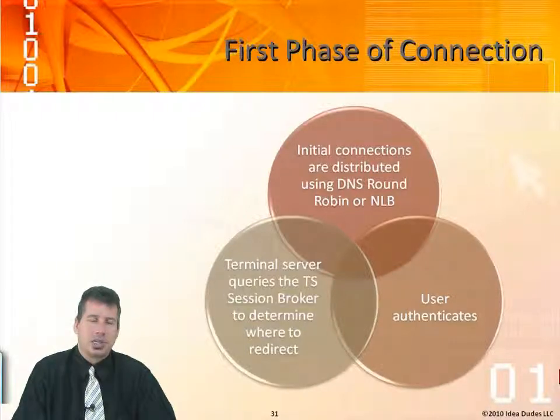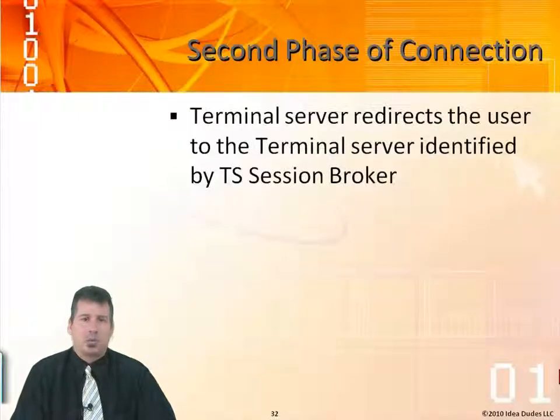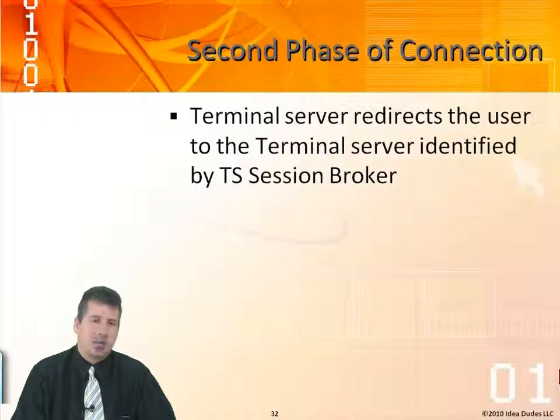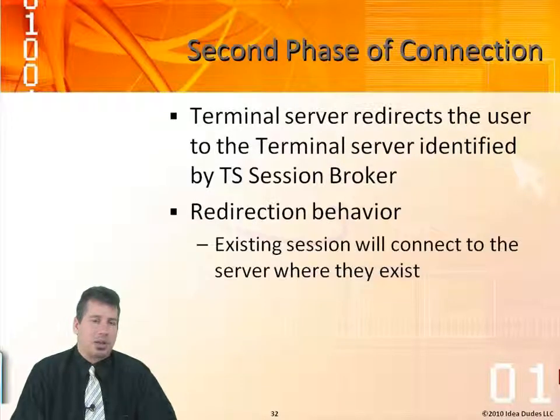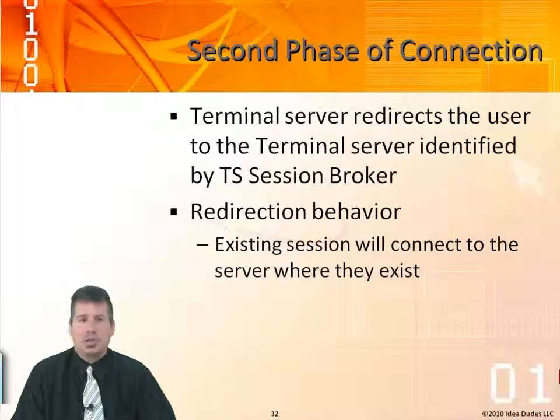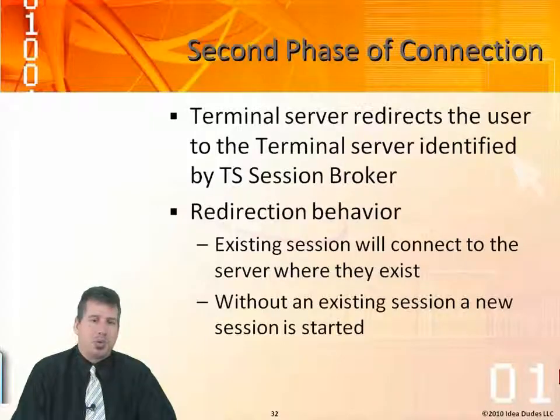So the second part of the phase is the terminal server redirects the user to the terminal server identified by the TS Session Broker, because it has a database showing what the different connections are that we do have. Now again, redirection: an existing session will connect to the server where it exists. And if they don't have a connection, then it's going to create a new session. And remember, if we have a disconnected session, it's going to take up resources. So it's best to disconnect, and when they do disconnect, you should release those resources. That way they're available for other clients.